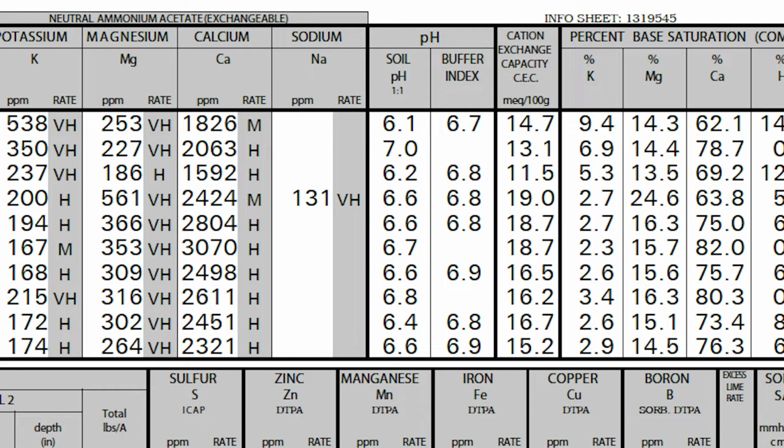Soybeans and corn like to be in between that 6.3 to 7.2. 7.2 is a little bit high as far as pH is concerned. But within that range, we know that the plant is going to thrive and be able to uptake. We'll talk a little bit more about pH in just a minute.